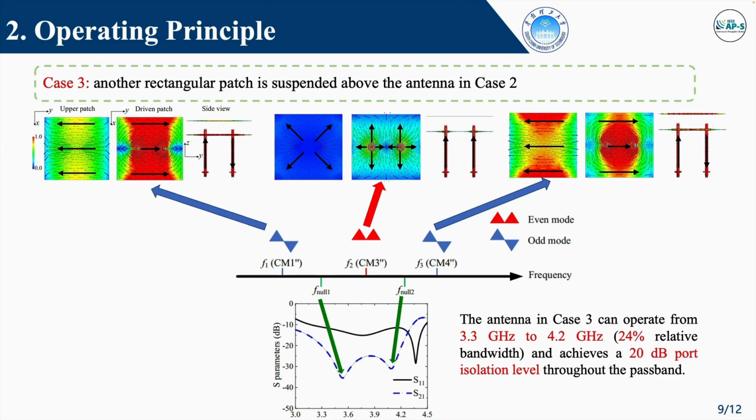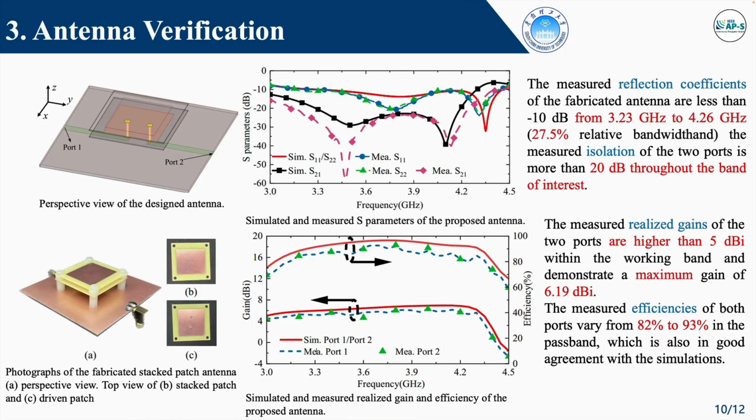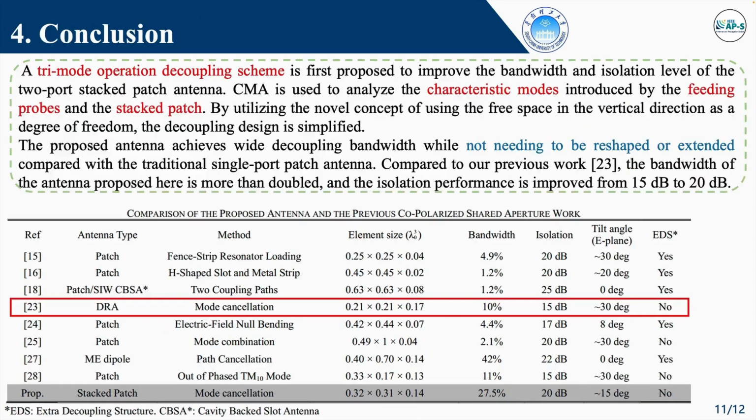The final proposed antenna can operate from 3.3 GHz to 4.2 GHz and achieve a 20 dB isolation level throughout the passband. The fabricated antenna is depicted here. The measured results agree well with the simulated ones.